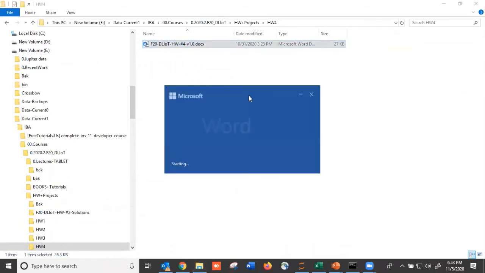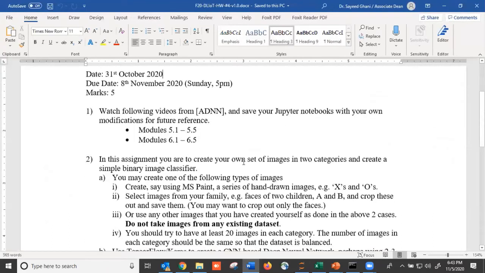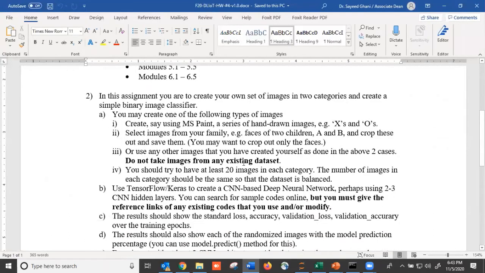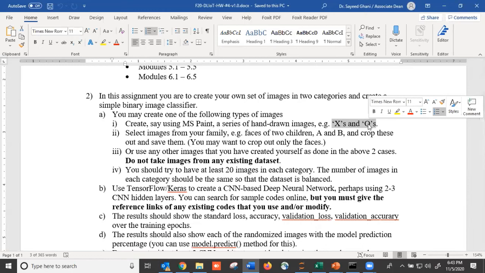So let me just show you the homework. Basically, what I'm asking you to do is, and this is really for your own learning, a lot of times you just use a data set which is available, okay? You don't really realize what are the issues in creating your own data set, okay? So I've asked you to create possibly X's and O's, okay? So what you can do is go into Paint and just create your own X's and O's, okay?